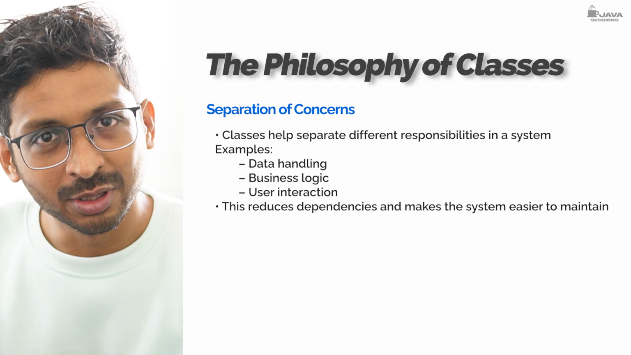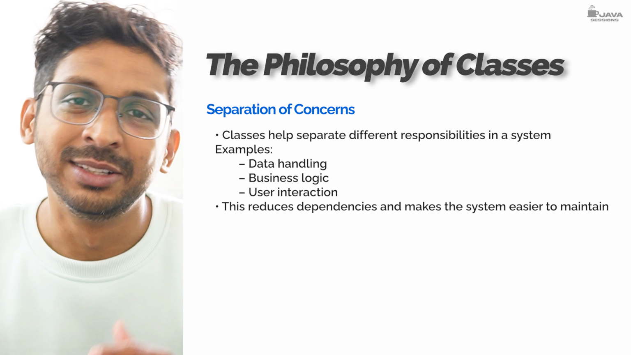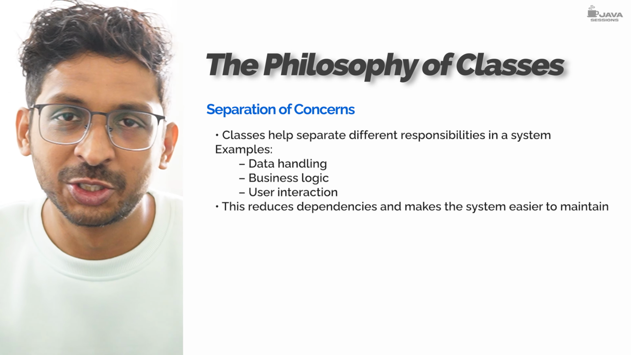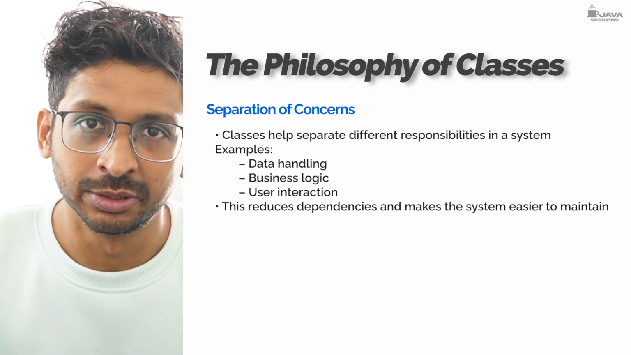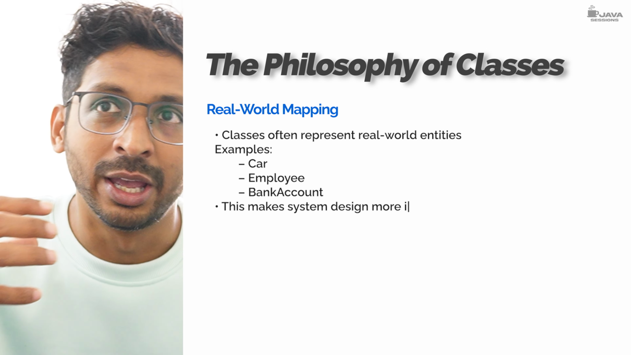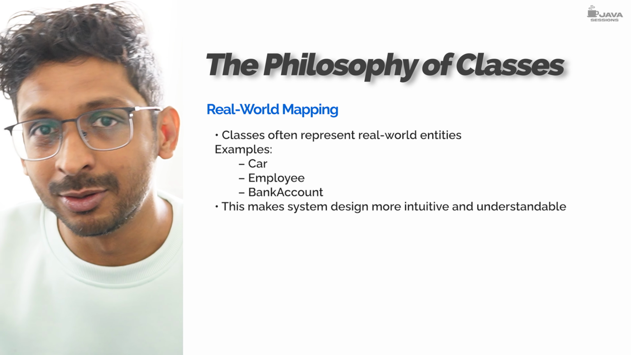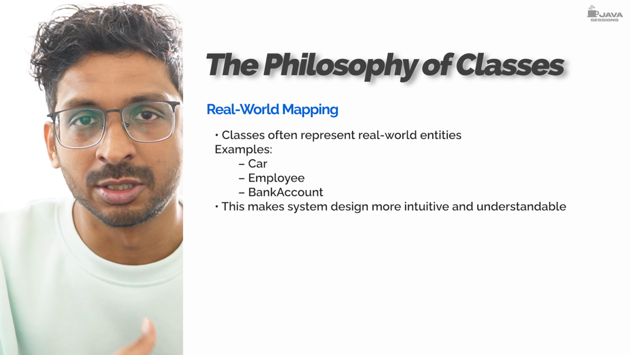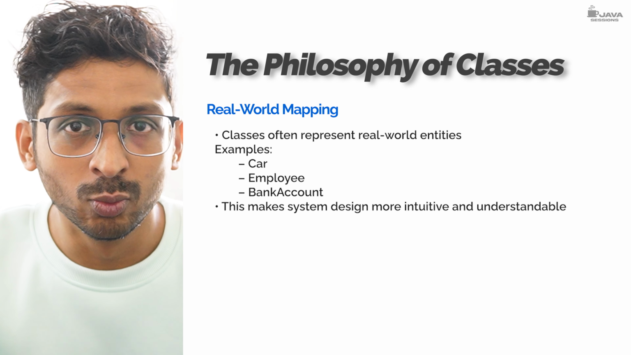There are going to be different classes for each responsibility, and changes in one class are going to have minimal impact on the other class, which makes the overall maintenance easier. What it means is classes mirror real-world entities like an account number, a customer detail, or a car. And even the non-technical stakeholders can understand the system design when it reflects real-world concepts.